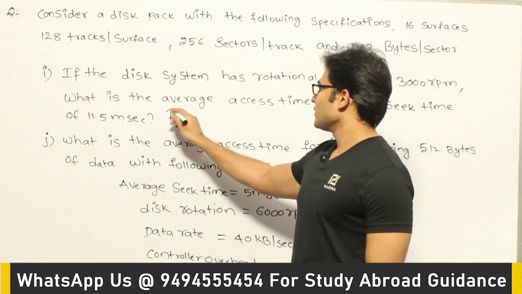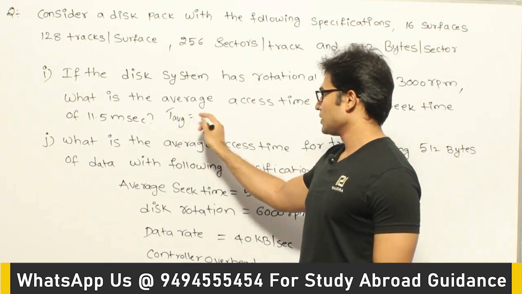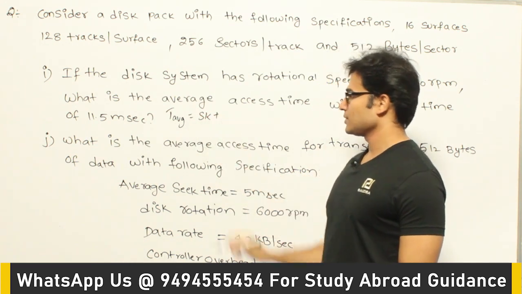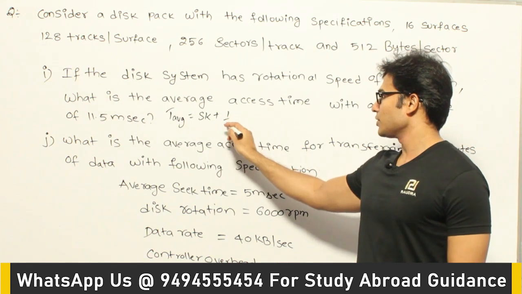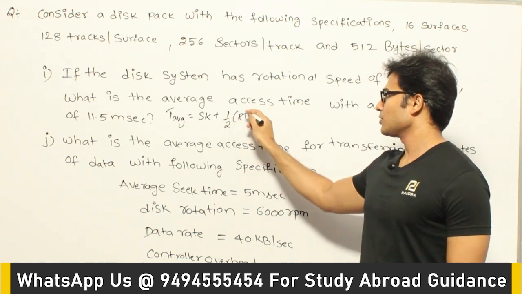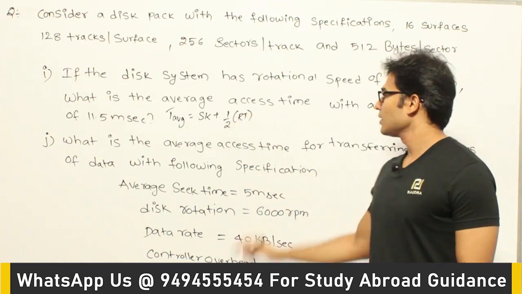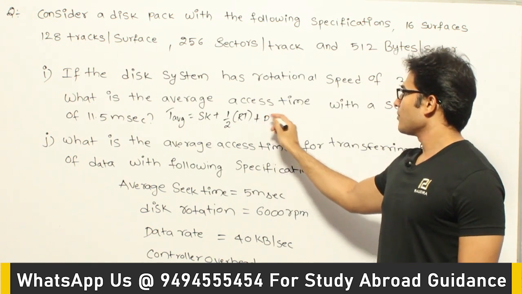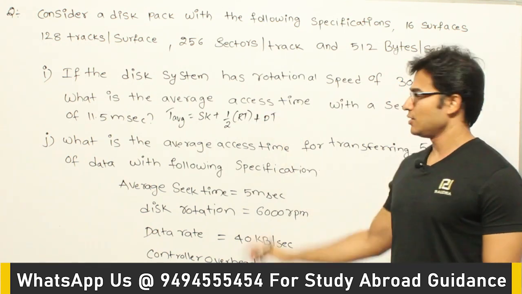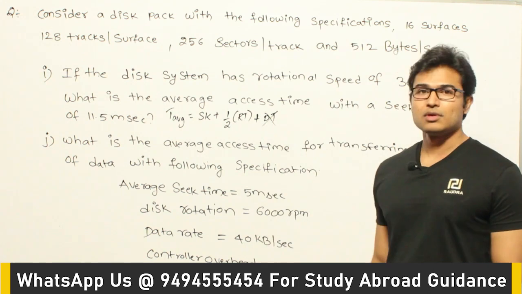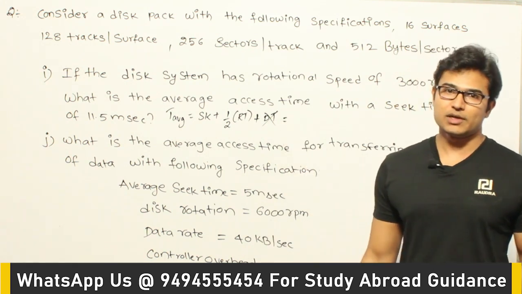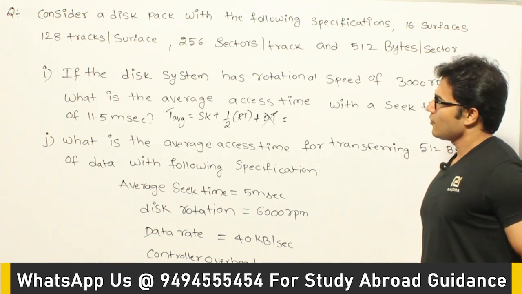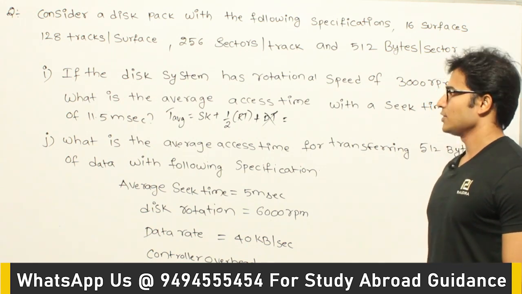I told you that the average access time is going to be seek time plus rotational latency. If rotational latency is not given, you are supposed to take half the rotation time, that is, half the time taken to rotate the entire disk, plus data transfer time. But here data transfer time is not given, so you can assume it is 0, which means we are transferring a small amount of data which is negligible. From there we find the average time.